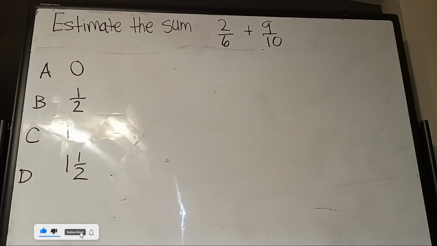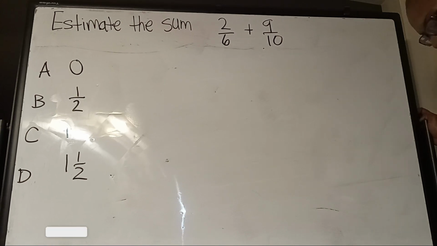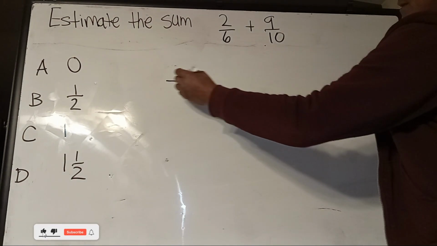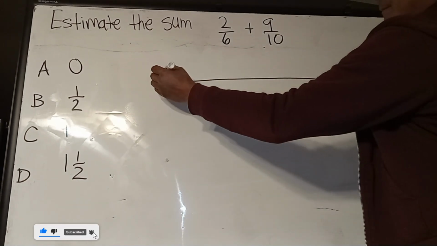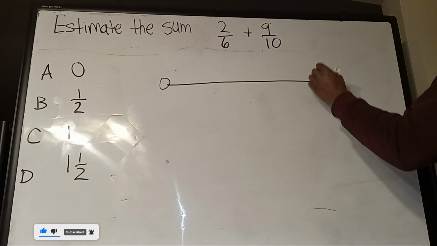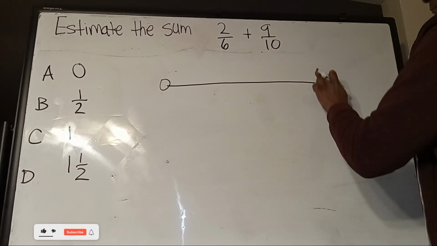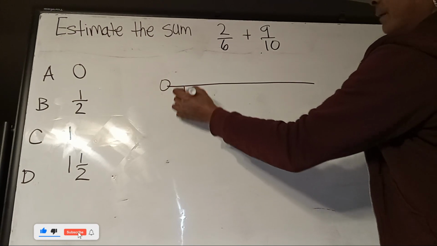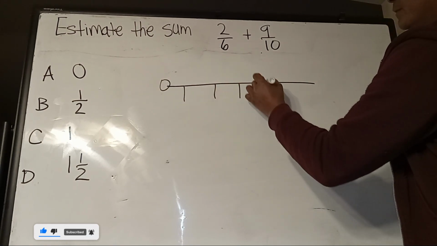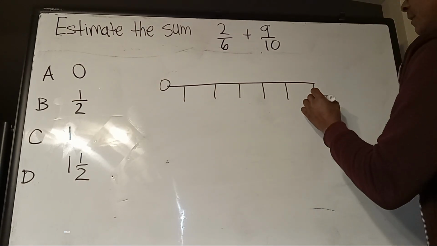All right, so we're going to do the same thing. We're taking our first fraction of 2/6, and we are going to make a number line. How many times are we cutting it up? 6. Exactly. So we have 1, 2, 3, 4, 5, and our 6 mark.